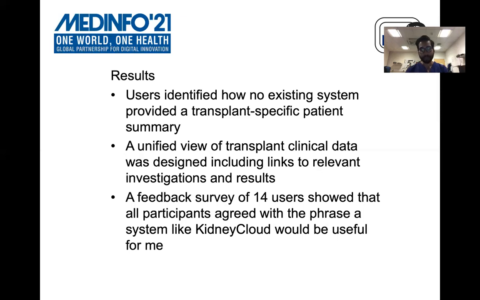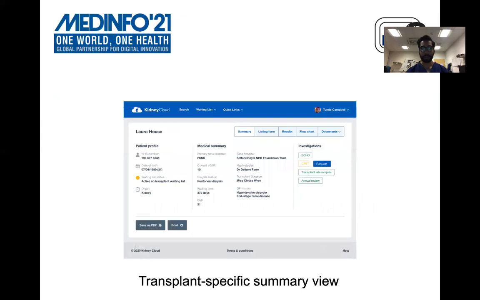Furthermore, it was important for users to be able to access relevant investigations and results within the same interface, and indeed within the same system, which currently was across disparate systems. We undertook a feedback survey following a live demonstration of 14 end users, which showed that all participants agreed with the phrase that a system like Kidney Cloud would be useful for them. This is an image of the user interface showing a transplant-specific summary screen.